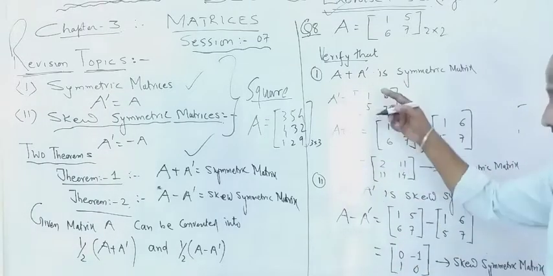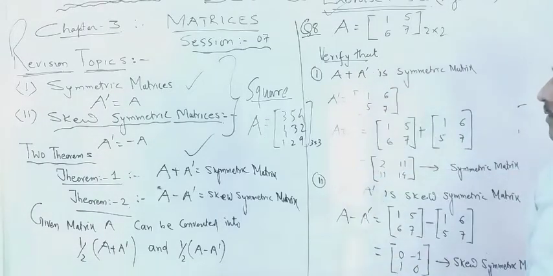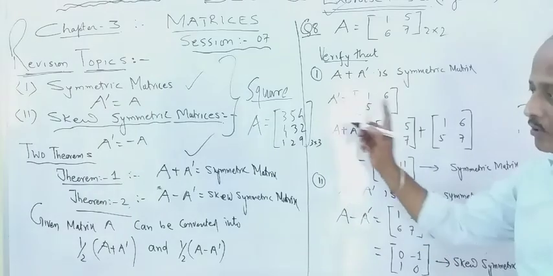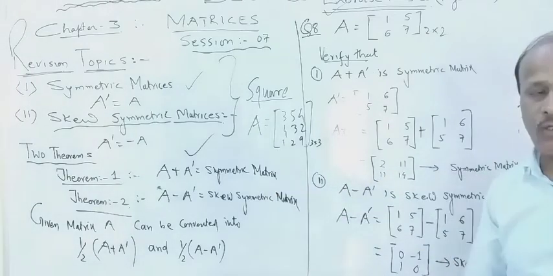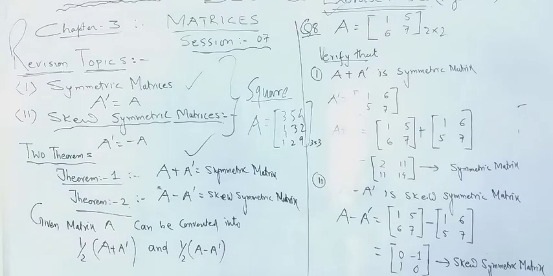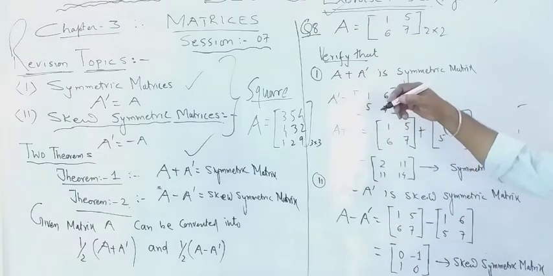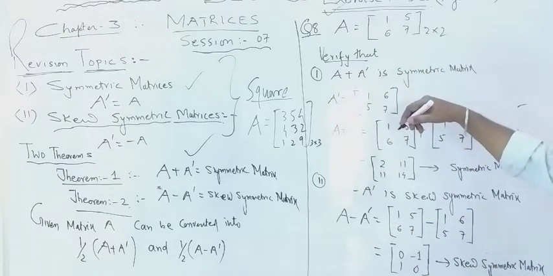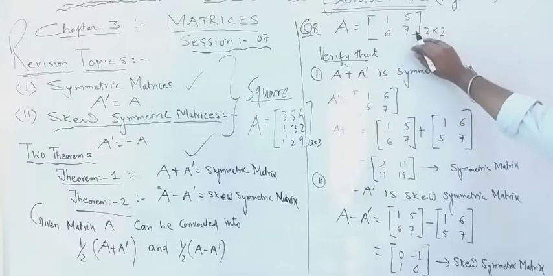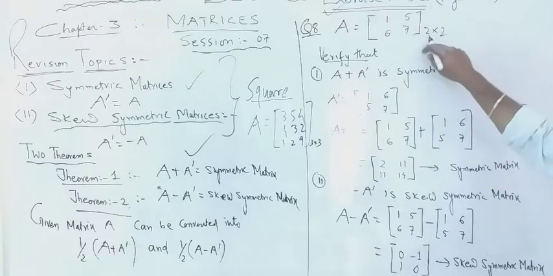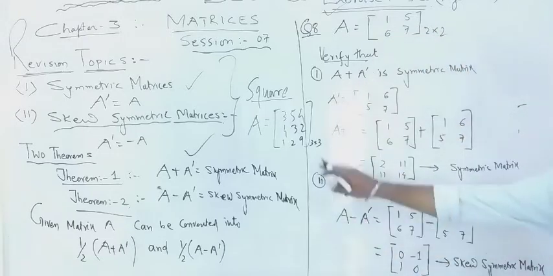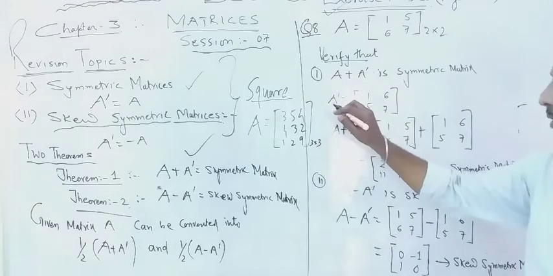Similarly, the second part of the question is find A minus A dash. According to the theorem, automatically you will get a skew symmetric matrix. So come on, first of all we'll solve. The question is very simple, but if it comes in the exam, they will not give you order 2 cross 2, then they will give you order 3 cross 3. So come on, how are we going to do it?